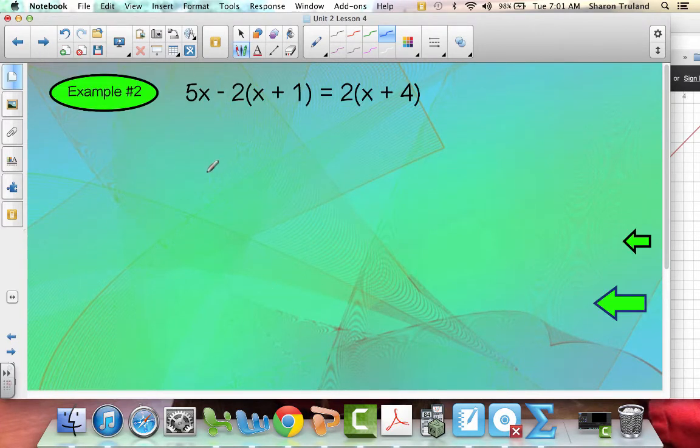All right, let's try this one. I'm going to use the same approach. So I like to shoot a line down the middle. Whoop. And I want to move everything so that the variables, I like my variables on the left. They don't have to be on the left. I just like them on the left. And my constants are on the right.